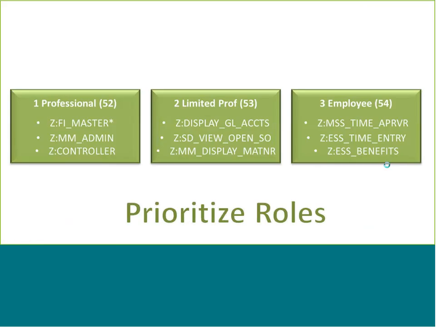The next step is to prioritize your roles. So we have full professional role here, 52, and in the full professional category, we have 3 roles: GFI Master, MM Admin, and Controller. All of these are appropriate to assign to a full professional when they come on board. So that's our bundle of full professional type roles. Each one of these bullet points here is related to a role, and they all belong to the full professional category. Again, this is another manual effort that you have.